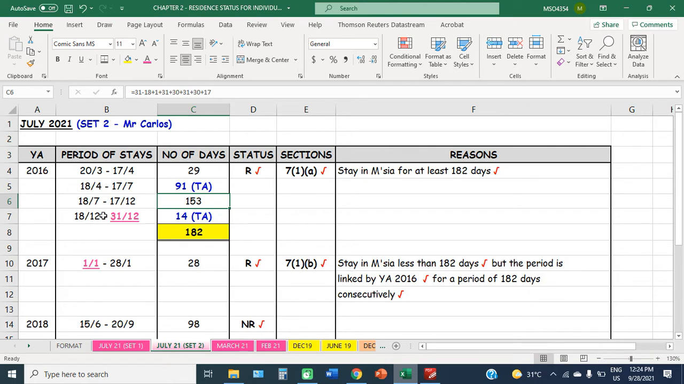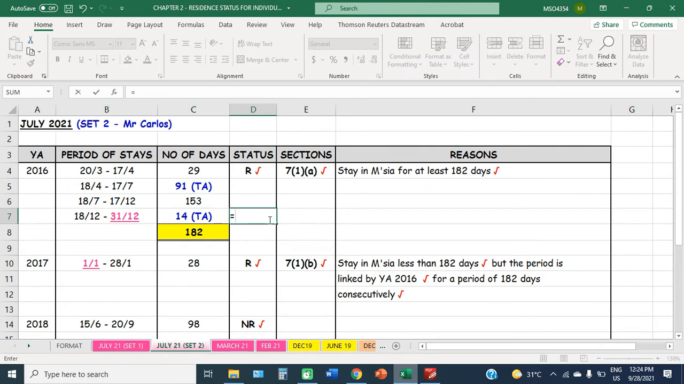Okay, next. The last one is our TA, isn't it? How do we compute? This one, 18 December until 31 December. So 31 minus 18 plus 1. So you will get here 14 days. So don't forget to put in bracket TA.